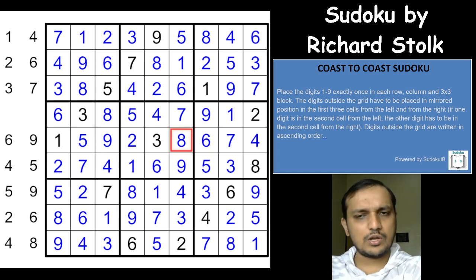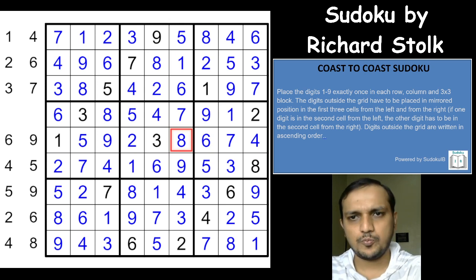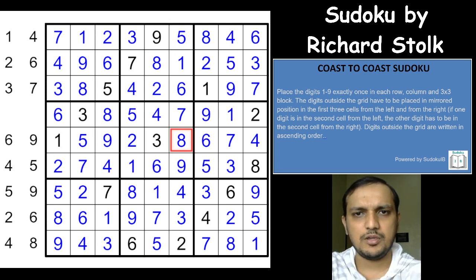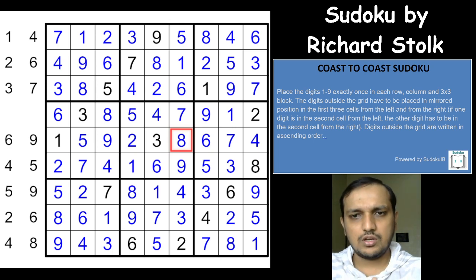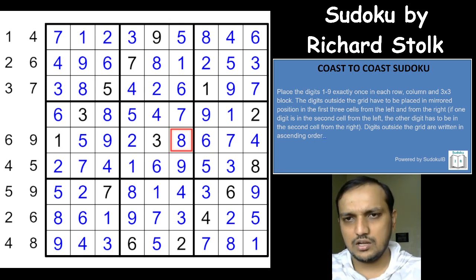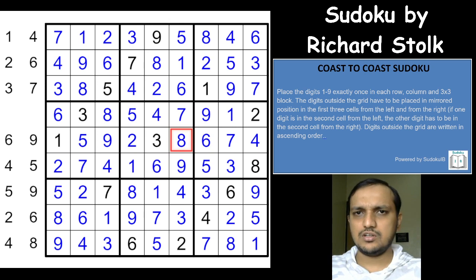A really new kind of variant. I would rate this as 2.5 stars maybe. It's a really nice variant, purely logical, no way. That is actually Richard's style. He never uses any logic which is very complicated, or which is a kind of bifurcation, or something kind of a trial and error.